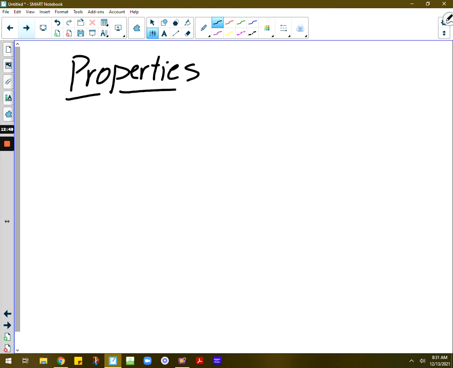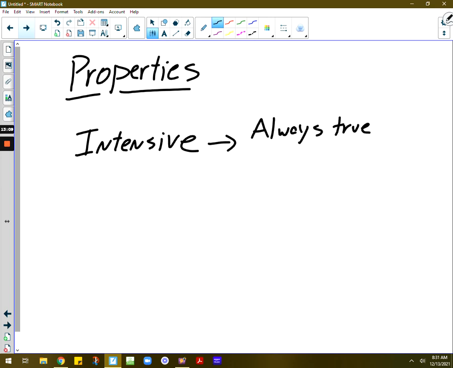I'm not going to get very much into, at this point, physical versus chemical properties. But if you specifically want to know the difference between intensive and extensive, intensive properties will always be true no matter the amount you have. Extensive properties depend on amount.